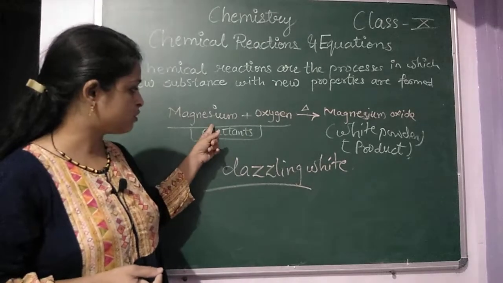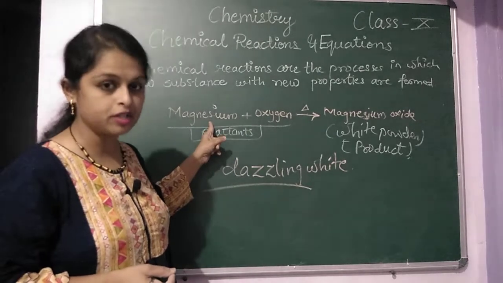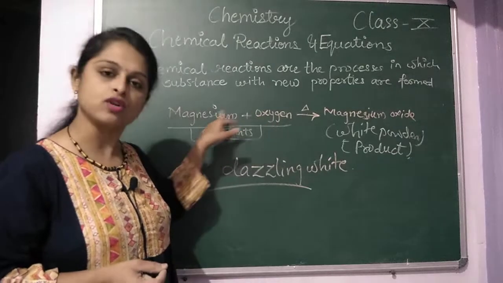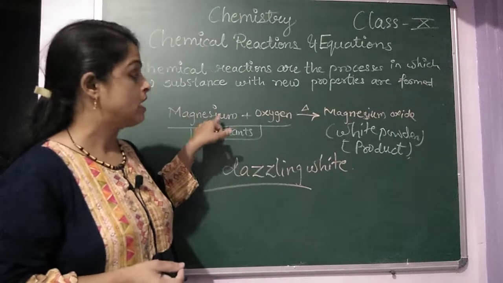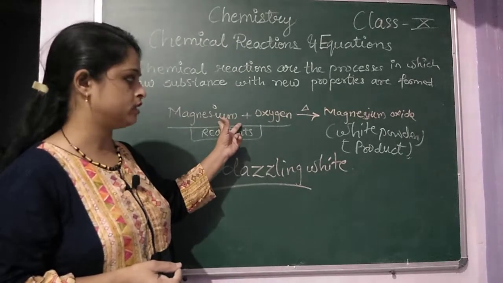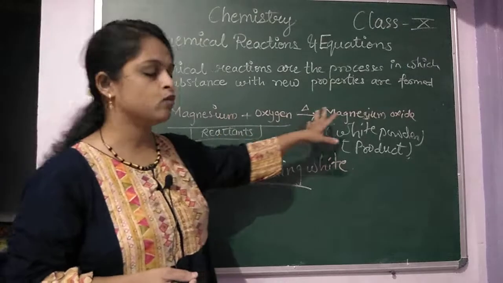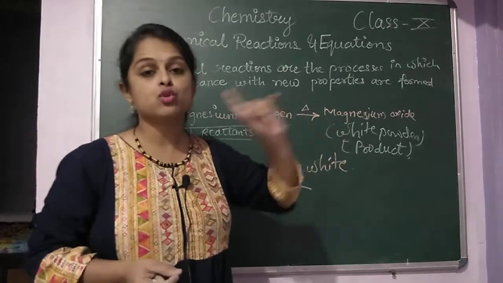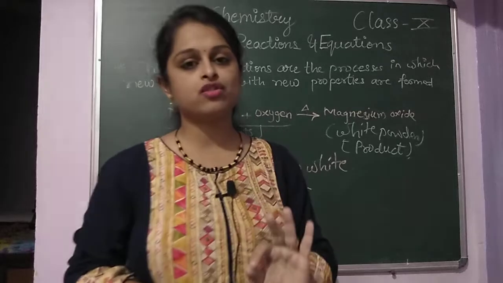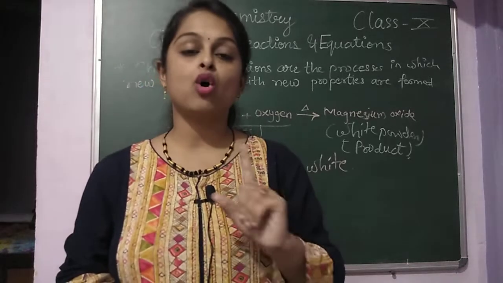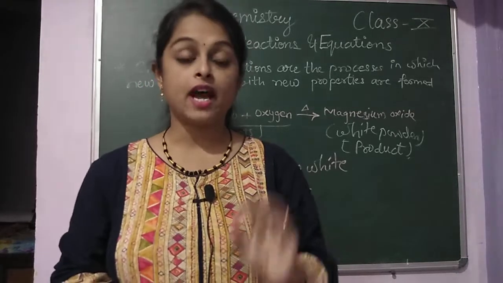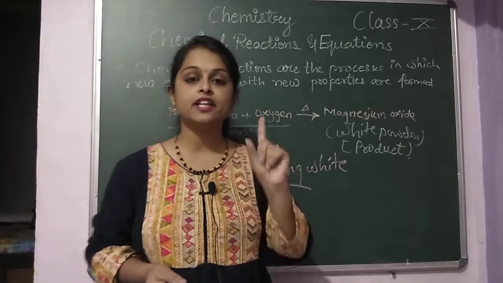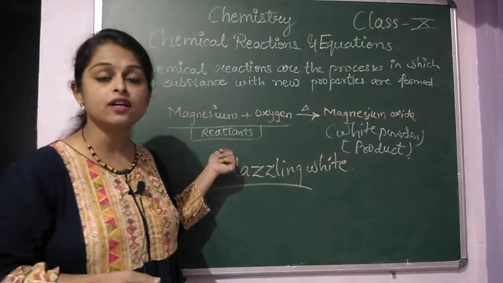Understood? Magnesium we took, heated. After heating, it combines with the oxygen, which means oxygen also took part in the reaction. And when they both took part in the reaction, after heating, what final product did we get? We got magnesium oxide. So whenever there is a chemical equation, the product is often just one.